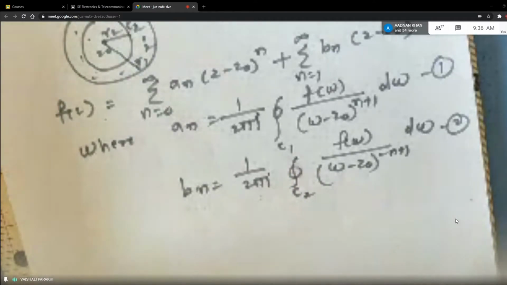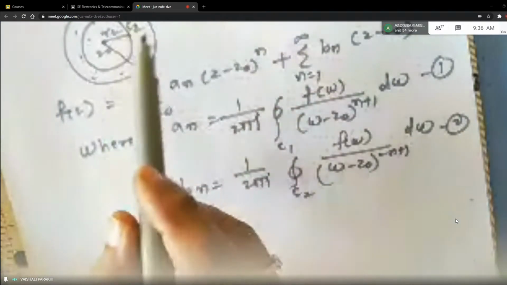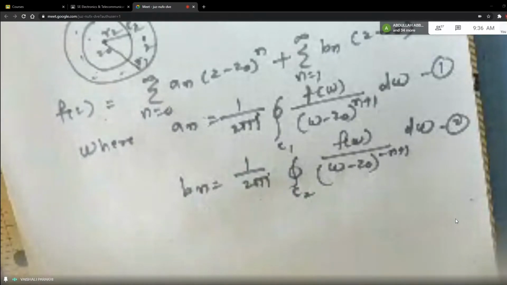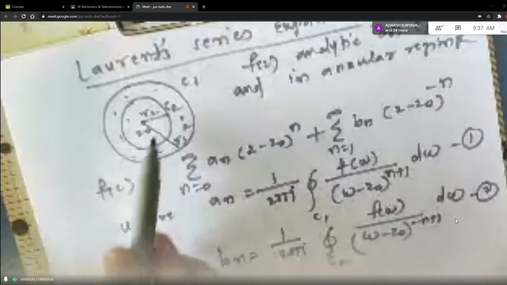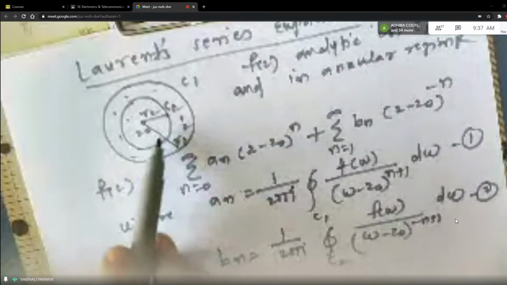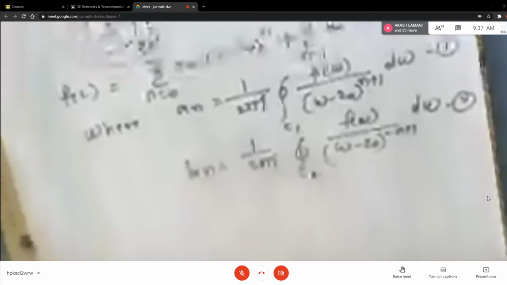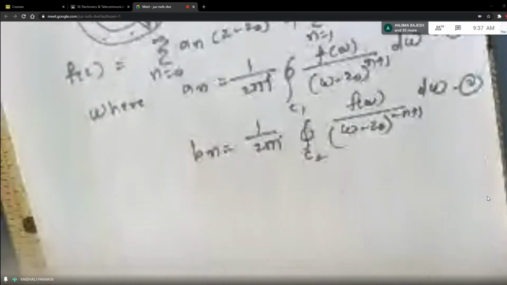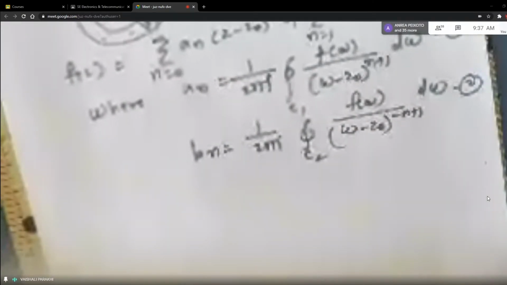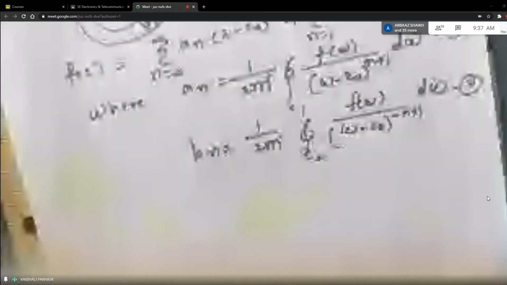If f of z is analytic inside C2 always, then the Laurent series reduces to the Taylor series. Because in the Taylor series, the function is analytic at all points inside the circle. So if your function is analytic inside the circle, then the Laurent series gets converted to the Taylor series. So Laurent expansion and Taylor's expansion are unique in the given region, and we can find it by using the binomial expansion.